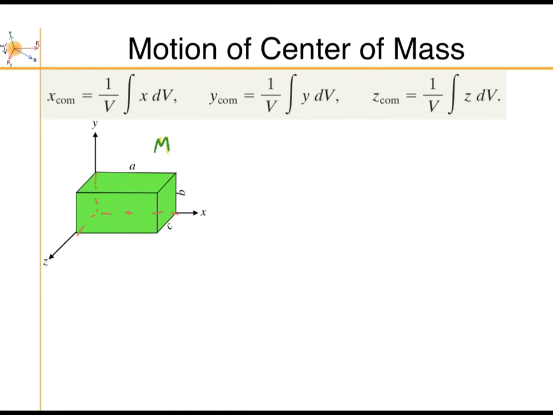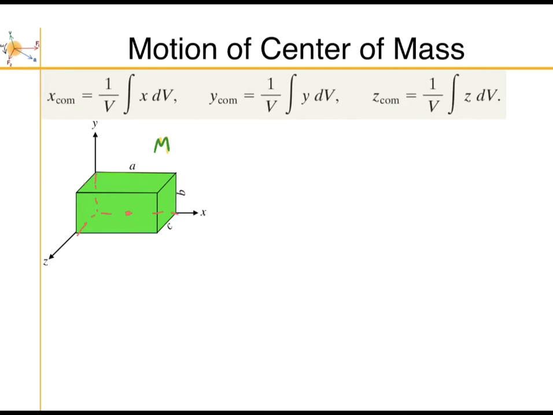about c over 2, and about b over 2. So you know that it'll be somewhere like in the middle. It's hard to draw here, but it'll be in the middle of this thing here. At x equals a over 2, y equals b over 2, and z equals c over 2. So we can find the location by doing the integral.